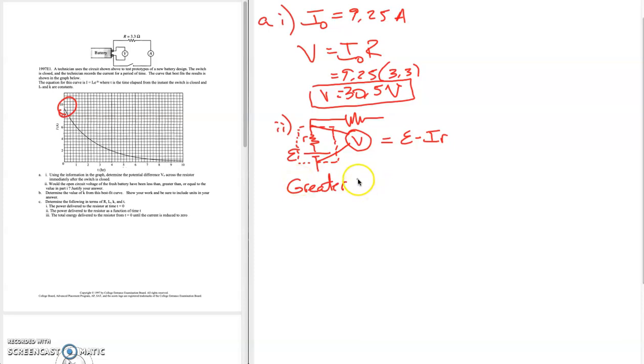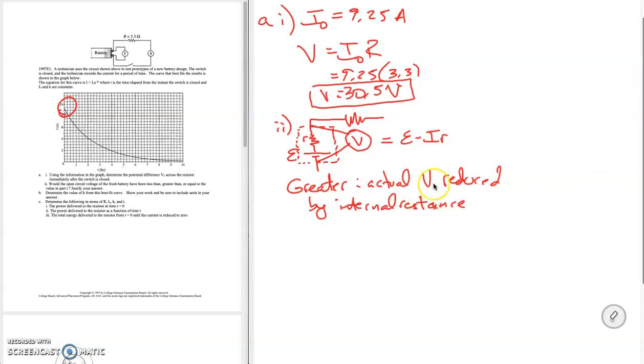So for part 2, it's going to be greater. Actual V reduced by internal resistance. I'm spelling that wrong. There we go.